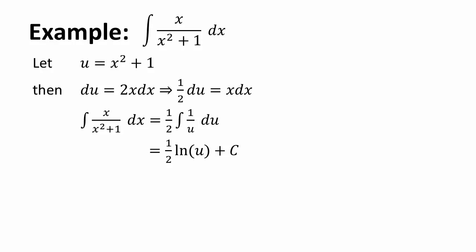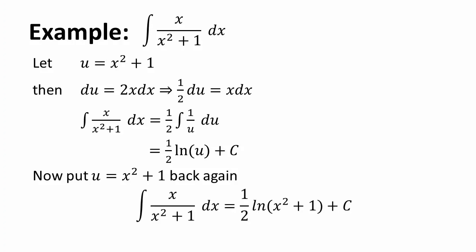As we have, integration of 1 over u is equal to log of u. So 1 by 2 log of u plus constant of integration c. Now again replace the value of u, x square plus 1, in the above function. So we get the result: integration of x by x square plus 1 dx is equal to 1 by 2 log of x square plus 1 plus c.